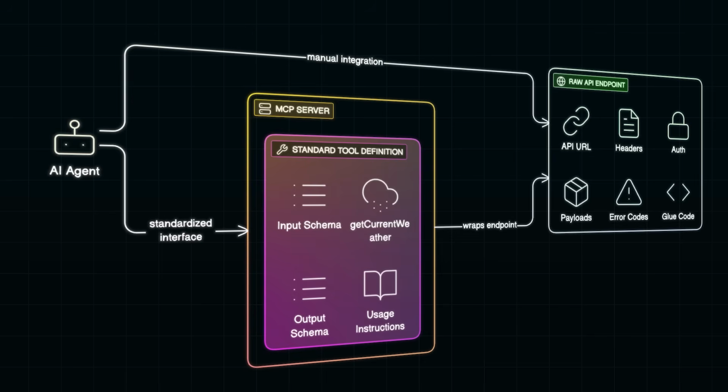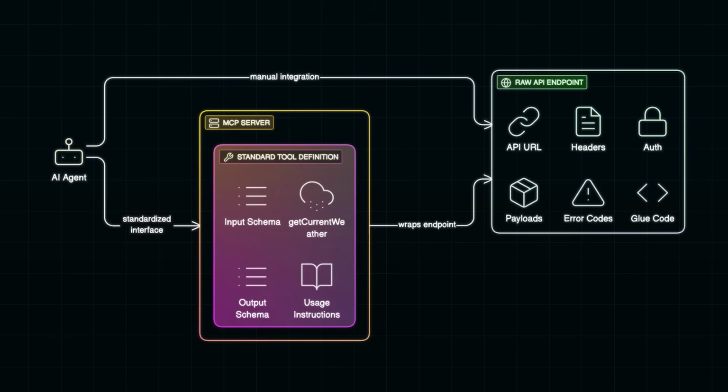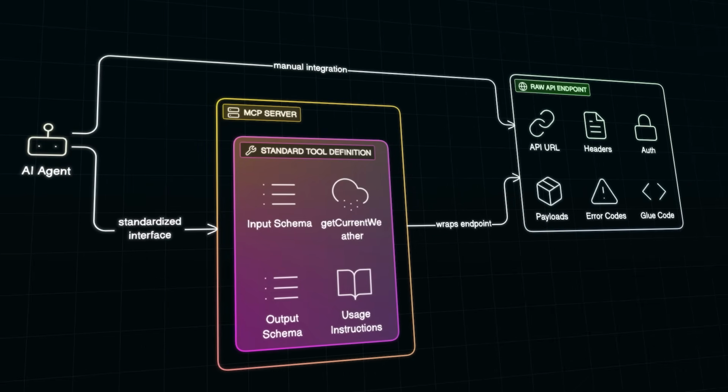It says to the agent, hey, I have a function called getCurrentWeather. Here is the input schema, here is the output schema, here is how you call it. So, instead of treating it like a random URL, the agent treats it like a well-defined function it can safely call. And yes, the MCP server is like a client wrapper around your API endpoints. It acts as the middle layer.